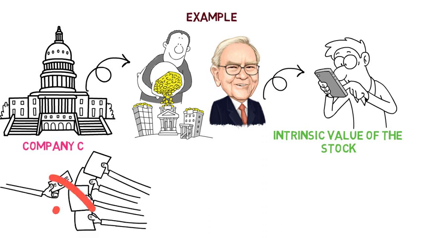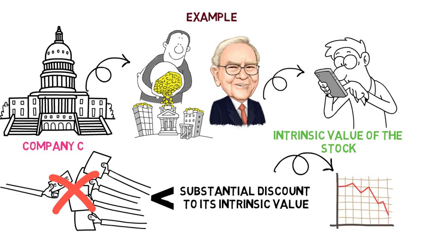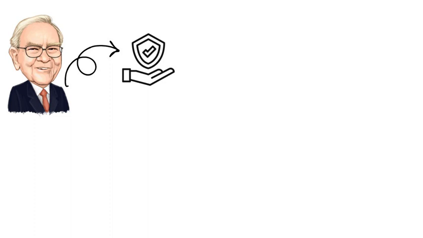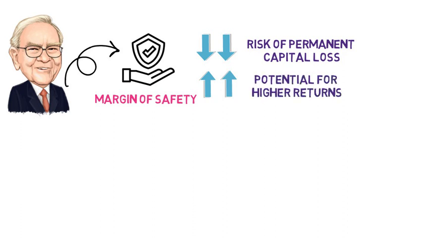However, he wouldn't buy the stock unless it is selling at a substantial discount to its intrinsic value. This discount acts as a margin of safety, protecting him from any potential downturns in the market. Buffett believes that by having a margin of safety, he can reduce the risk of permanent capital loss and increase the potential for higher returns in the long run.